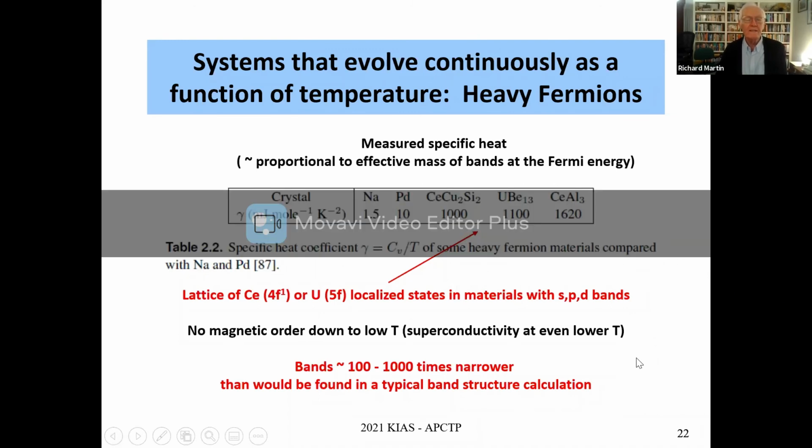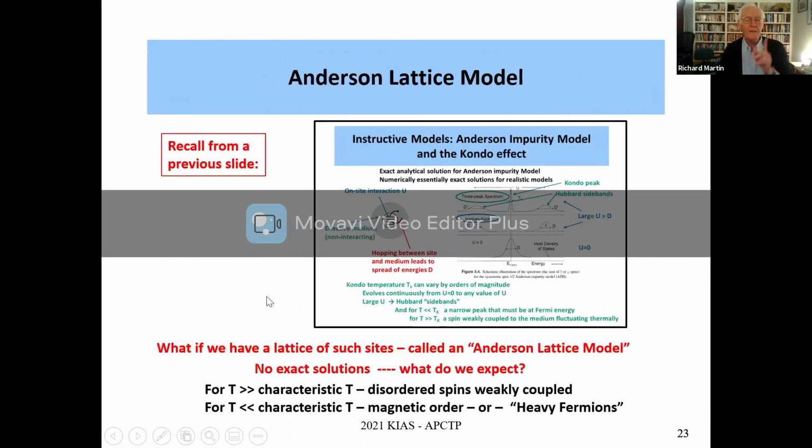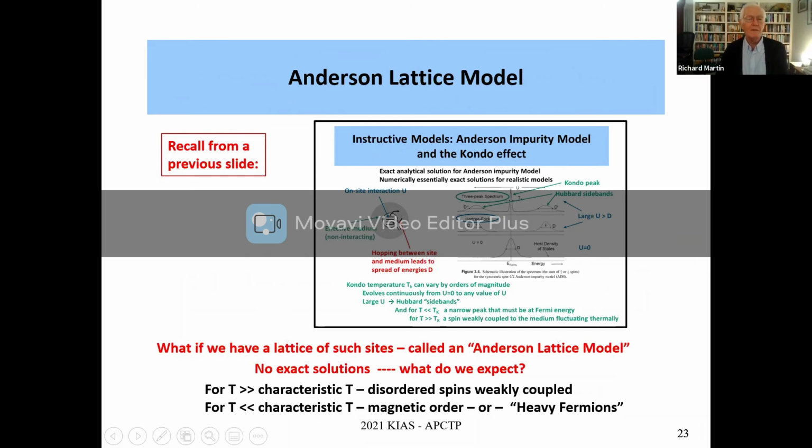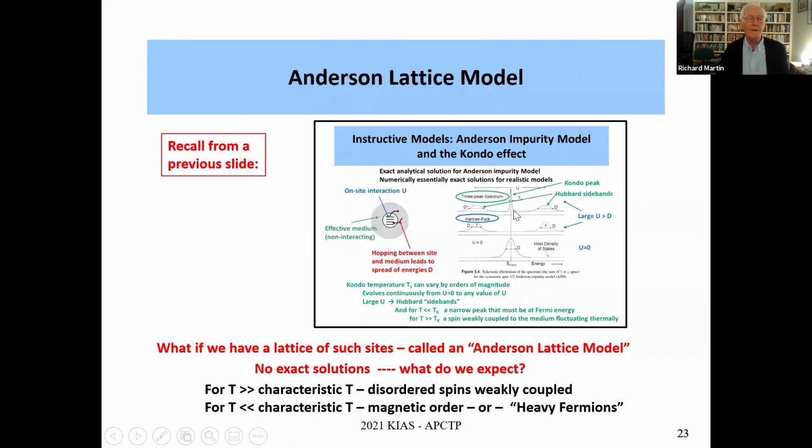So let's look at an example. Oh no, first I want to go back to the model picture to see what we think must happen. Here is this picture of the Kondo effect for an impurity, and we already have the picture that at very low temperatures this impurity hybridizes with the medium very strongly, and it creates something very narrow, highly correlated effect right at the Fermi energy.